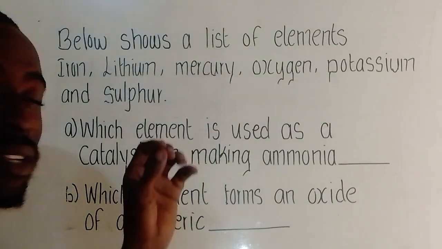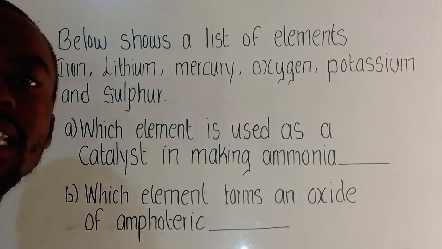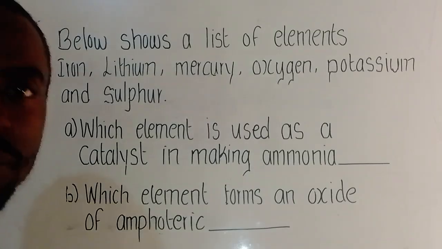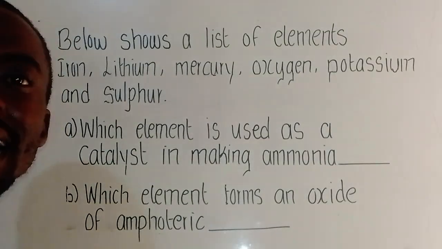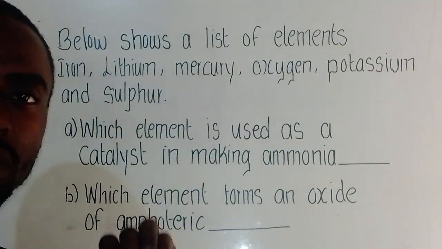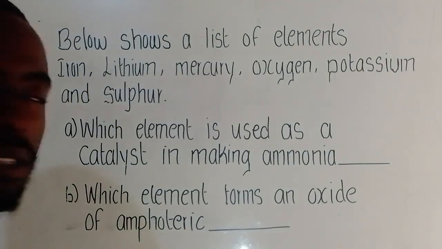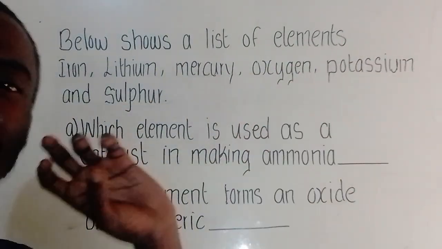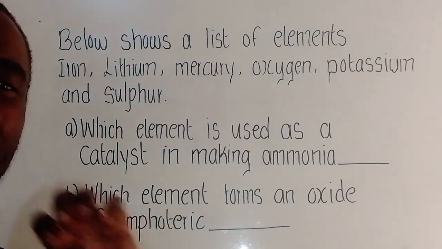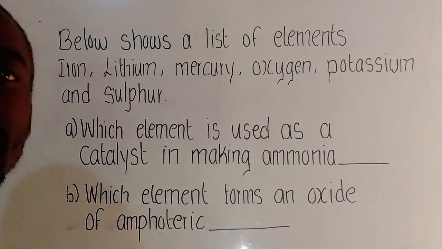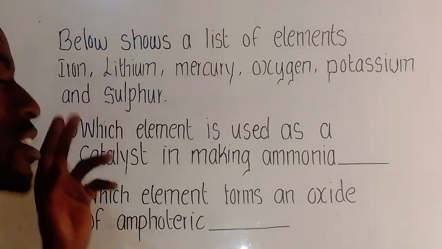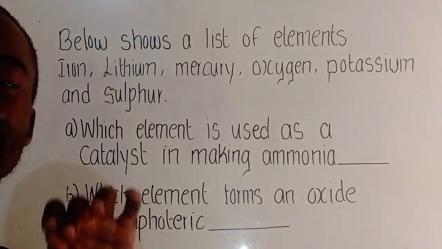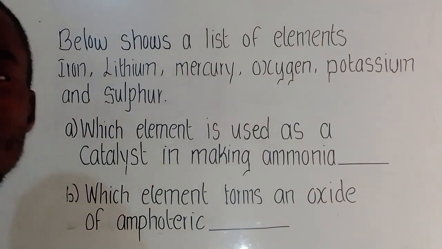When you talk about mercury, it is a silvery white metal which is a liquid at room temperature. Oxygen is a gas which supports burning. Potassium is a silvery white metal which is one of the most reactive metals. Sulfur is a bright yellow chemical substance which has a symbol of S.